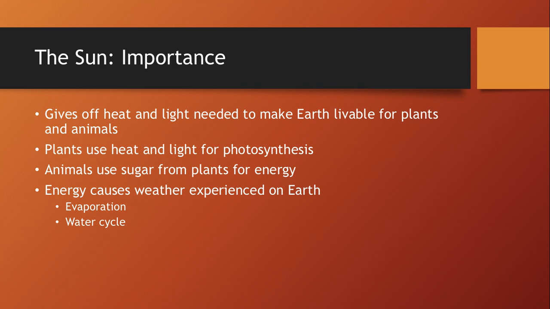The importance of the sun to us on Earth: it gives off heat and light that is needed to make the Earth livable for plants and animals. Plants will use the heat and light from the sun for a process called photosynthesis, where they make their sugar. The animals, humans included, will use the sugar that the plants make from photosynthesis for energy. The energy from the sun causes the weather that is experienced on Earth through the evaporation and the water cycle, as well as many others.